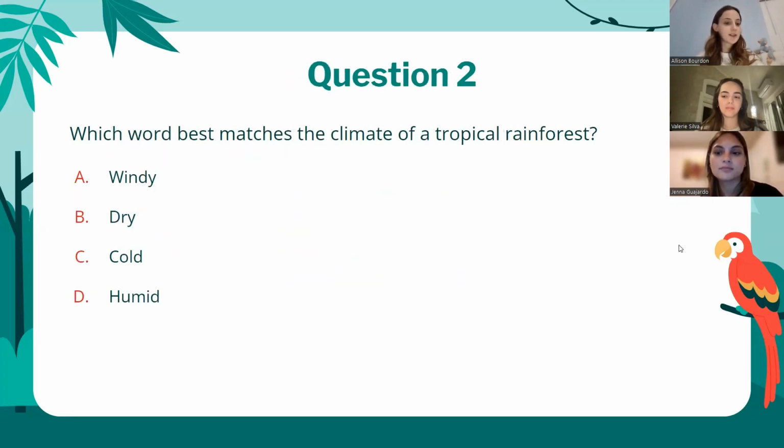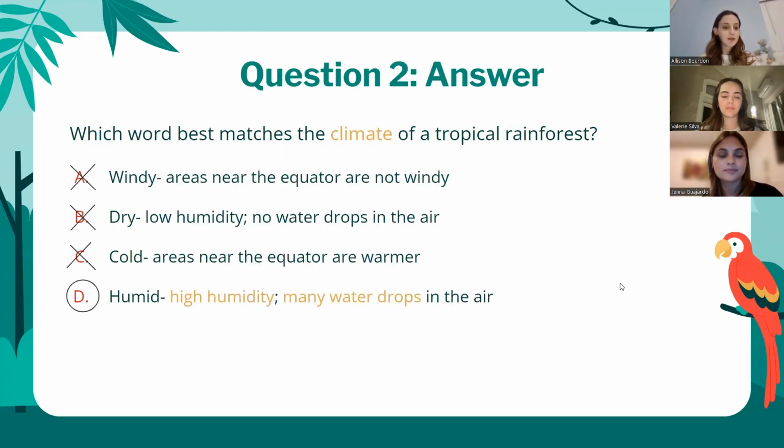And then for question 2, which word best matches the climate of a tropical rainforest? A, windy, B, dry, C, cold, or D, humid? The correct answer would be D, humid, because the tropical rainforest has a very high humidity, many water droplets in the air, like we learned about earlier. We also learned that areas near the equator are not windy, so it would not be A. Dry means that it has a low humidity, which is not correct for a tropical rainforest. And areas near the equator are warmer, not cold, so D would be the correct answer.